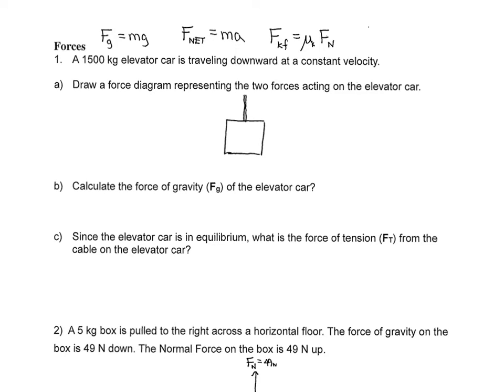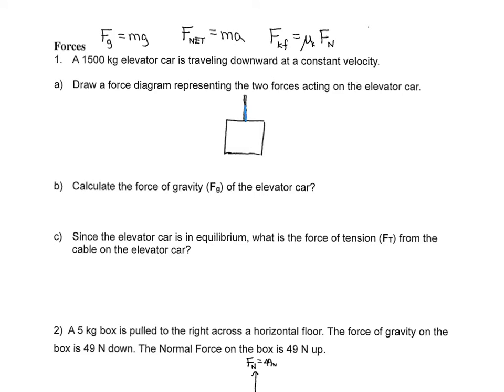So for the first one, it says we have a 1,500 kilogram elevator car traveling downward at a constant velocity, right? So you get in the elevator car, going down, 4th floor to 1st floor, whatever it is. And it says, draw a force diagram representing the two forces acting on the elevator car, right? So clearly we can look at, and we see the cable here, right? So we know the cable is going to pull our car upwards, which is a good thing. And then we also have a force pulling the cable car down, which is the force of gravity.